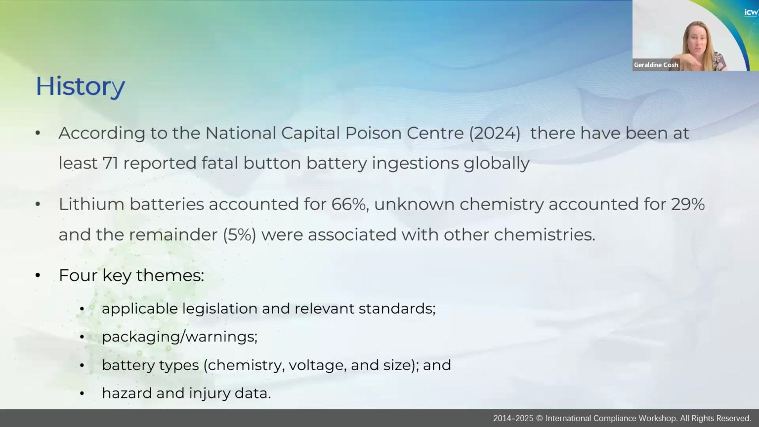So just quickly on this, so why? What's the point? So the National Capital Poison Centre estimate there have been 71 reported, and I think the key word here is reported, right, Bill? Because not every one of these things is reported. Sometimes things might happen and we don't know about it. So it's definitely underrepresented here.